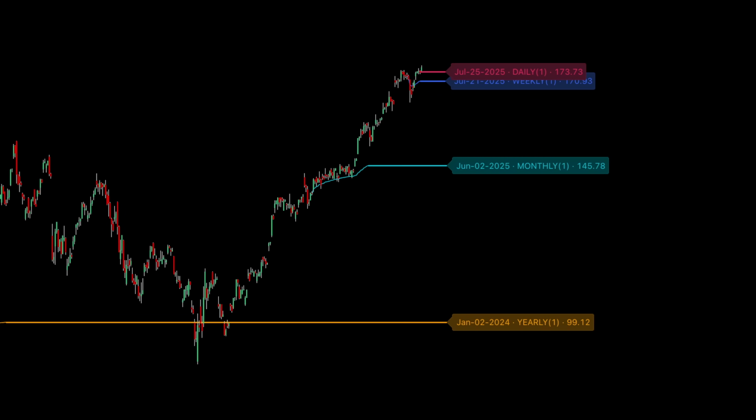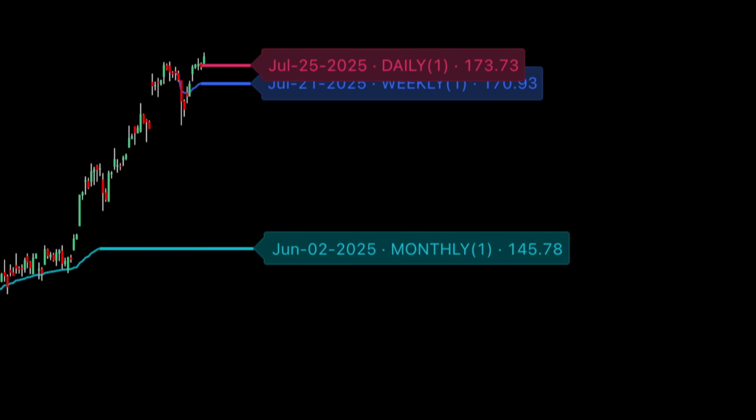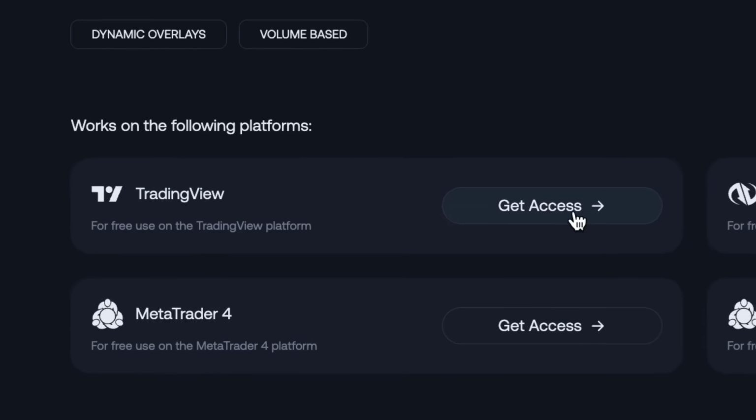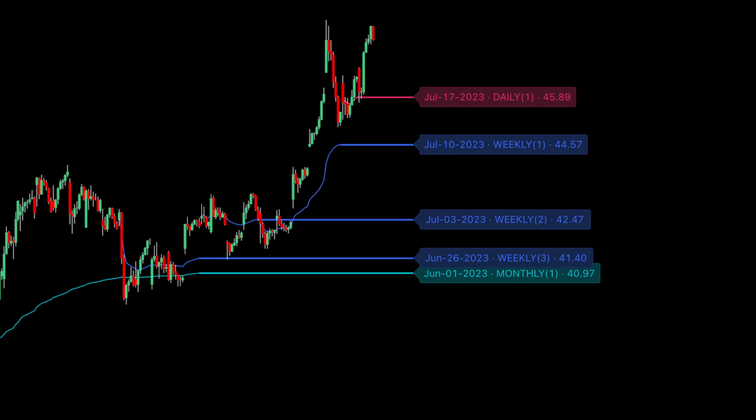Most people plot VWAP from the daily open, but it doesn't have to stop there. Some traders use weekly, monthly, even yearly anchors, turning a simple line into a full-blown multi-timeframe strategy. And that's exactly where this upgraded indicator comes in. Once you add this indicator to your chart, you'll instantly see multiple VWAP levels appear, each calculated from different timeframes.